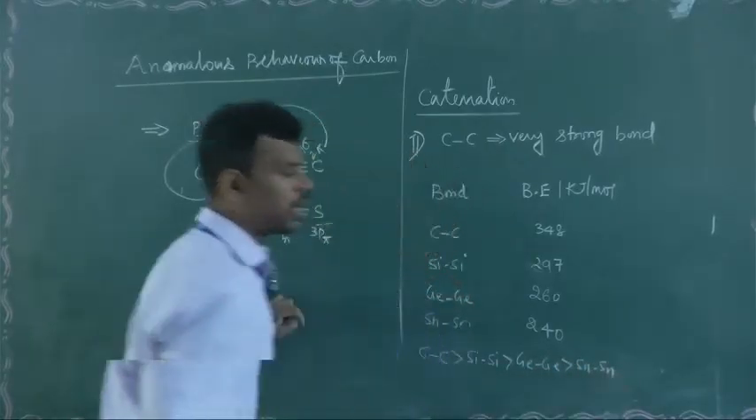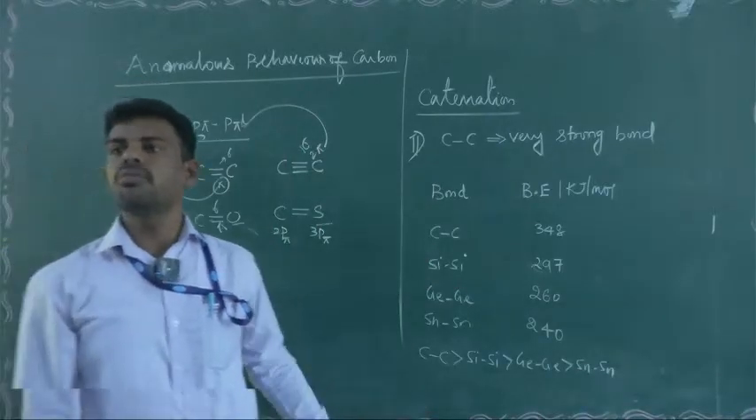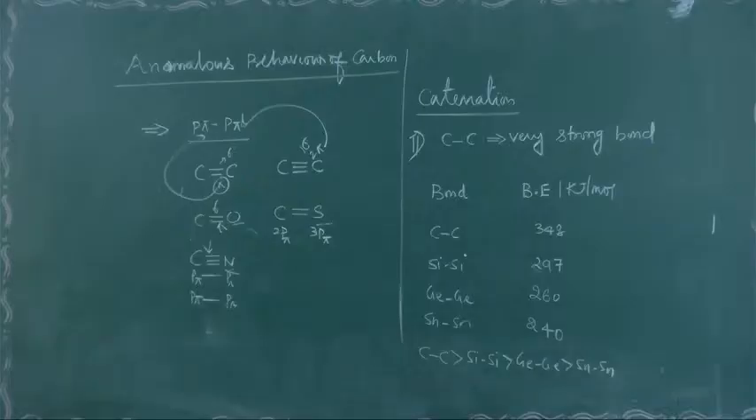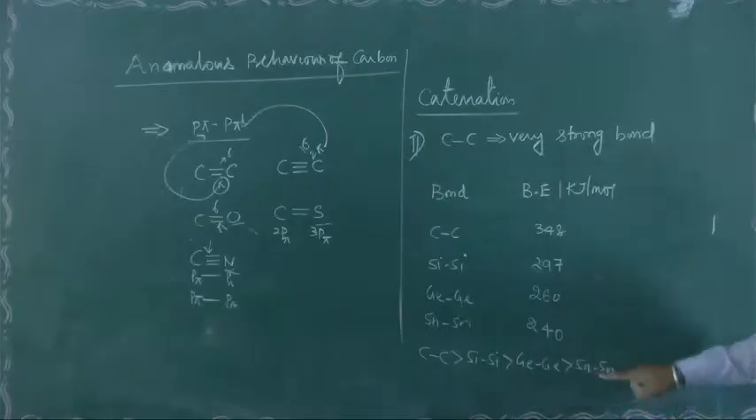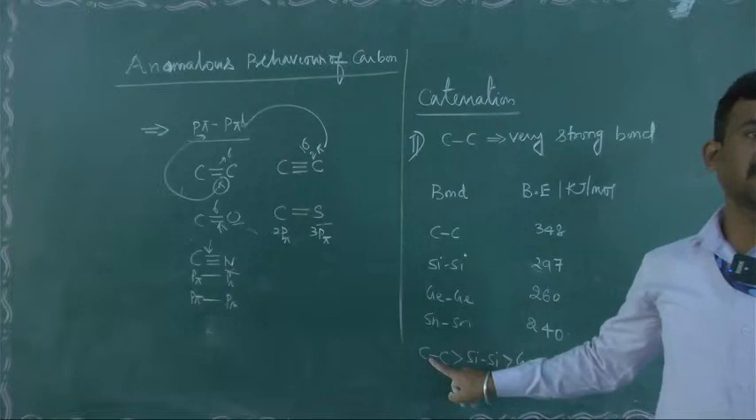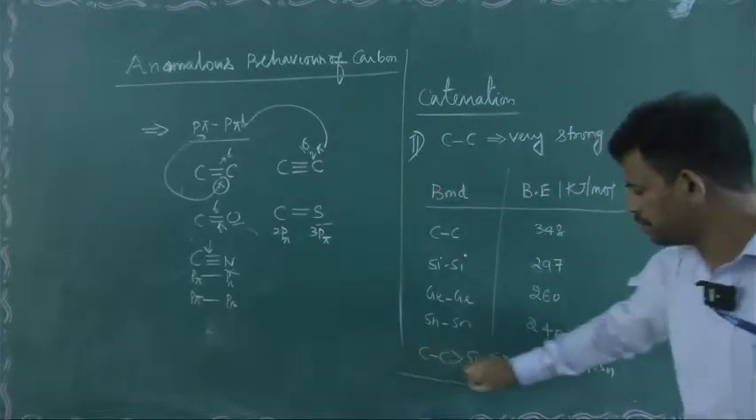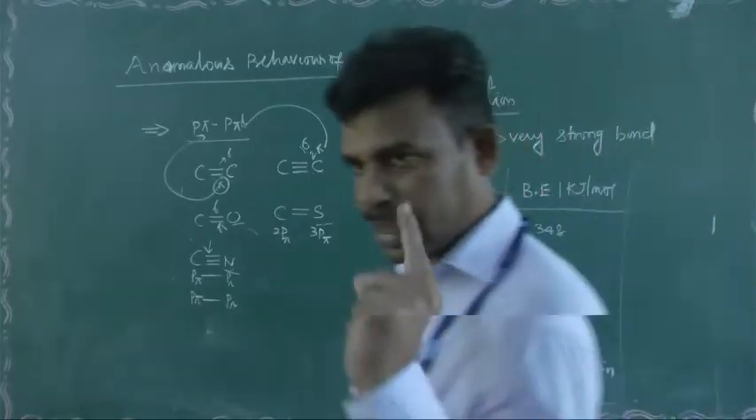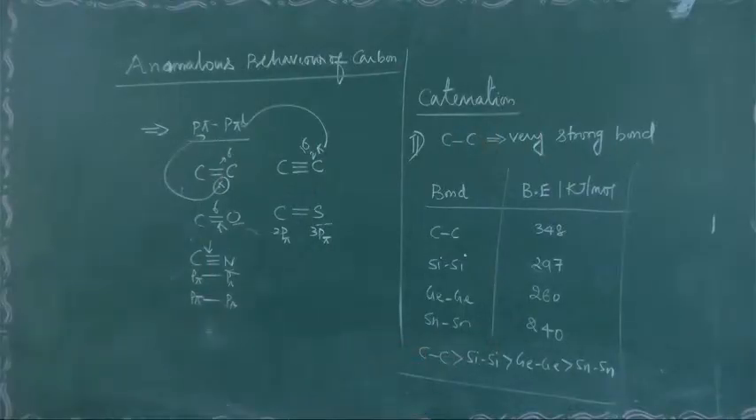Please note this is the bond energy order. Carbon bond is strong, followed by the others, which break easily, because a bond with lower bond energy can be broken easily. If bond energy is high, it is very difficult to break. This is a table given in the NCERT. Note, we have not discussed lead here.